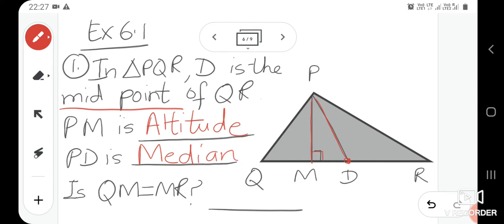Next they are asking, is QM, this line QM, equals to MR? Is it equal? No, MR is greater than QM. So they are asking, is QM equal to MR? Then you will say no. Why? Because M is not a midpoint, so QM cannot be equal to MR. So these are the answers of first question.